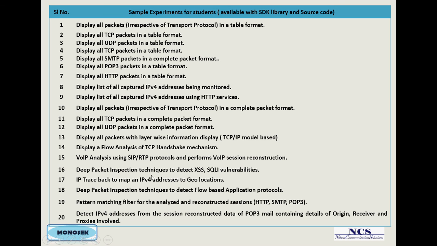There is one more experiment called IP traceback. This experiment will map IP addresses to locations, as I already told. So we can map the IP addresses to specific locations. For example, from this country he is accessing the mail, from a specific state, a specific area. All the information will be displayed by using this experiment.